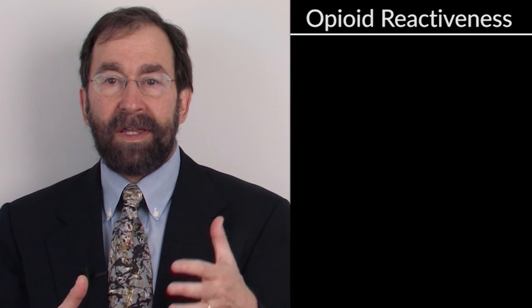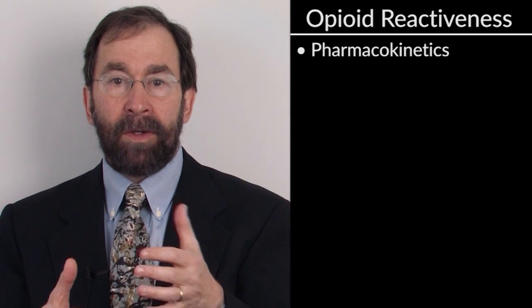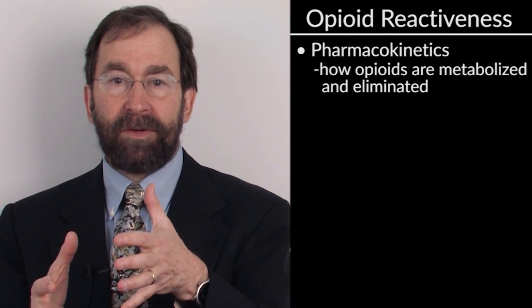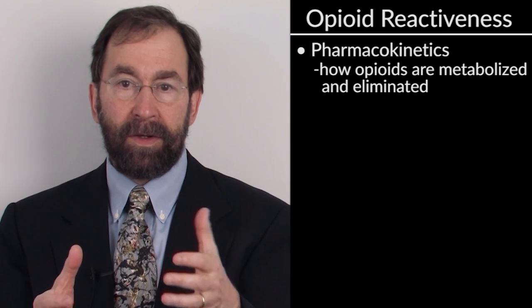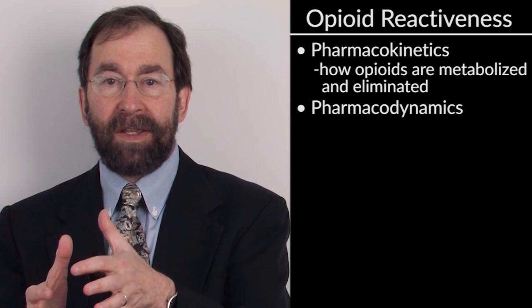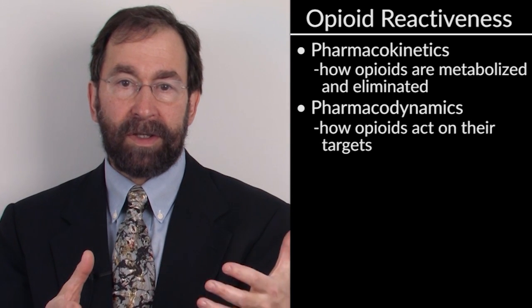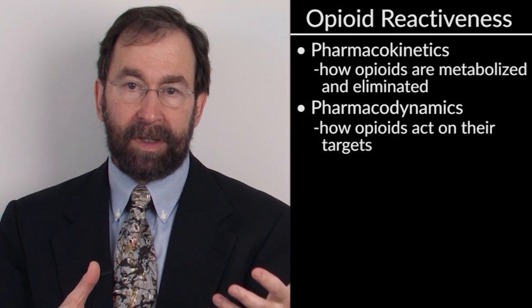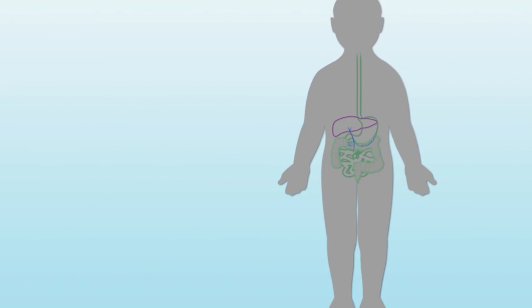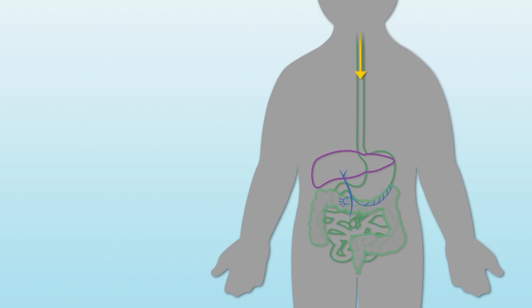Many disease states can influence how opioid analgesics act. These influences can be pharmacokinetic, which means they have an influence on how drugs are metabolized and eliminated, or these disease states may influence how opioids act on their targets, meaning pharmacodynamic influences. For example, liver disease can affect the metabolic inactivation of many opioids, but this effect may be particularly pronounced for opioids such as methadone or fentanyl.